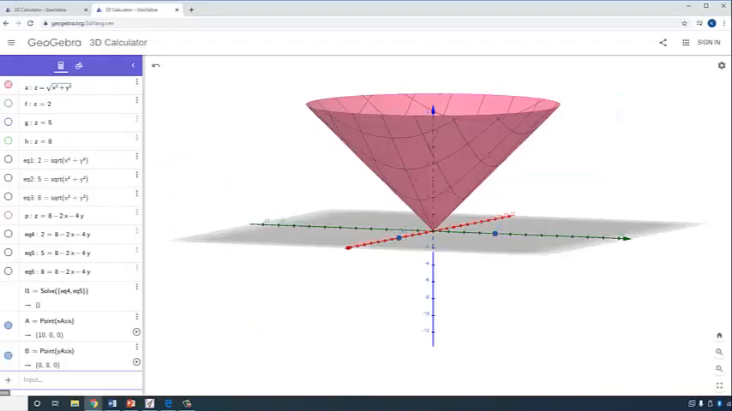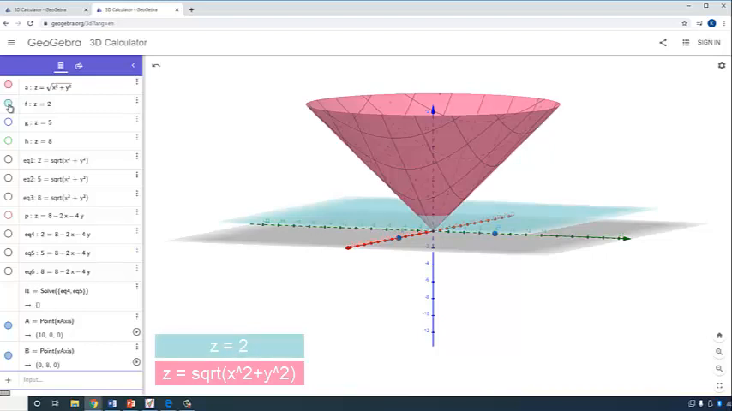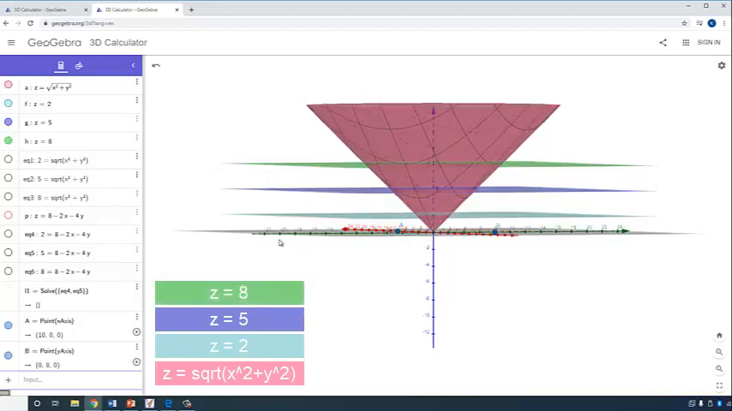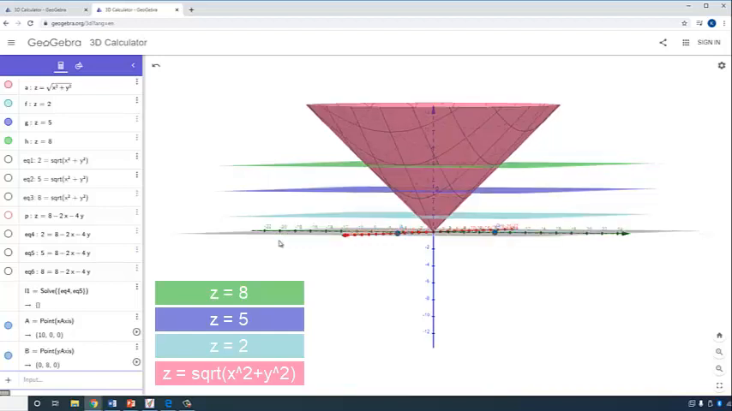Okay, here we are in GeoGebra, and I have here a cone, z equals the square root of x squared plus y squared, and we're going to find the level curves for this surface. The picture is we want to think about what's happening as this surface is intersecting planes of various heights. So here's a plane z equals 2, here's z equals 5, and here's z equals 8. And we can see our cone has intersected these planes of various height.